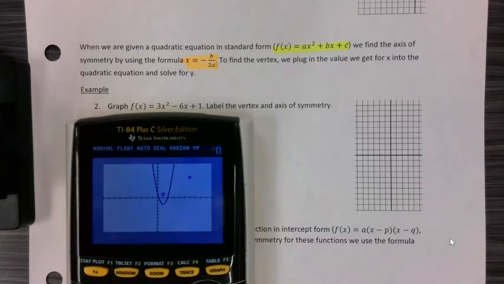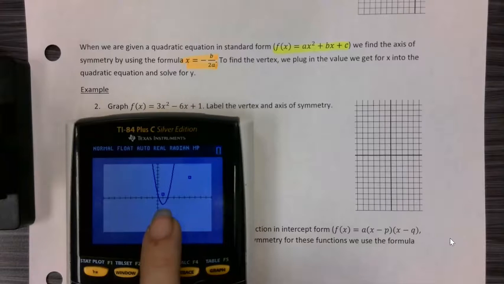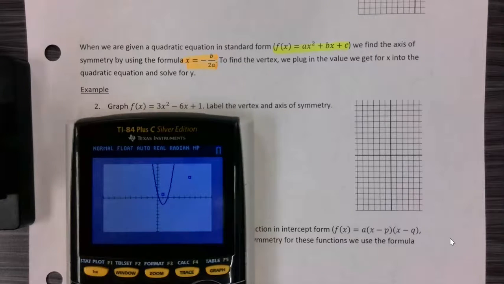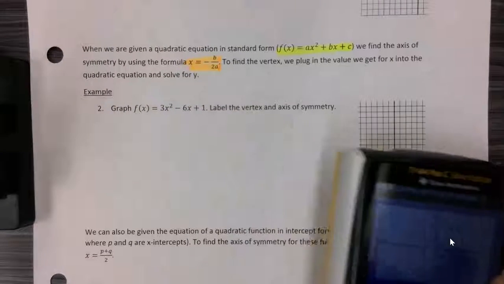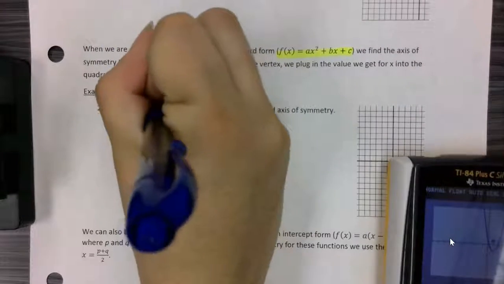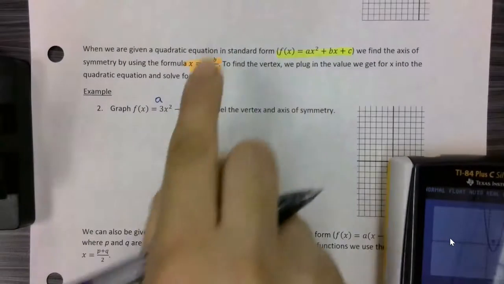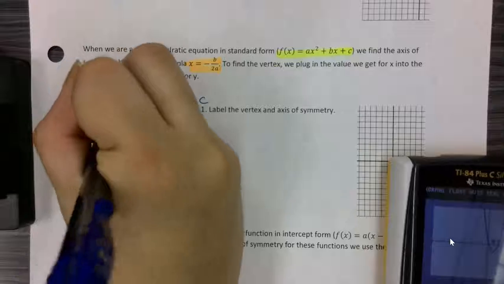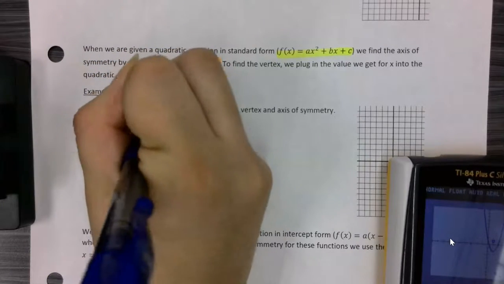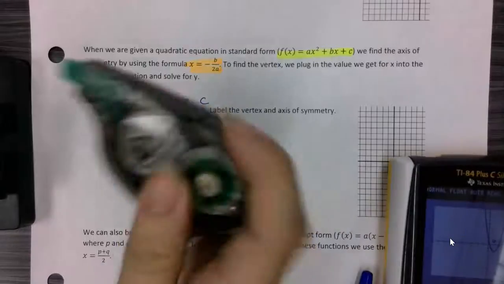How do I know where my vertex is on this one? What top? There's no top. That's the bottom. I know, but how do I know the value of it? How do I know the point? The equation. So, my a value is 3, my b value is negative 6, and my c value is 1. So I'm going to plug into this formula. That's not my vertex, that's my axis of symmetry that I'm plugging into.